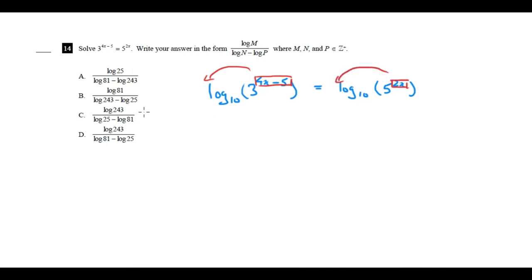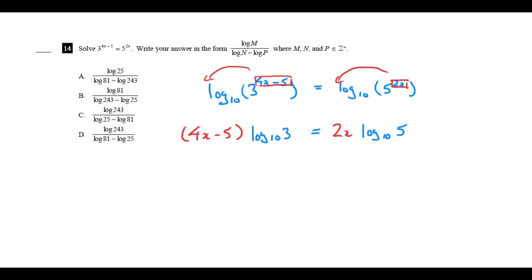Powers come down in front, so this will be 4x minus 5, and I'll enclose that in brackets. And that's going to be now multiplied by log base 10 of 3. And then on the right-hand side, this 2x will come down in front. I don't need brackets on that. That's just a single term, and that's being multiplied by log base 10 of 5. So what makes this such a messy situation, and the answers kind of tell us that is the situation here, is because there's x's on both sides of this equation now.